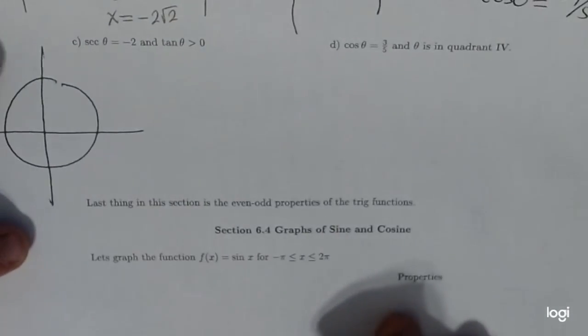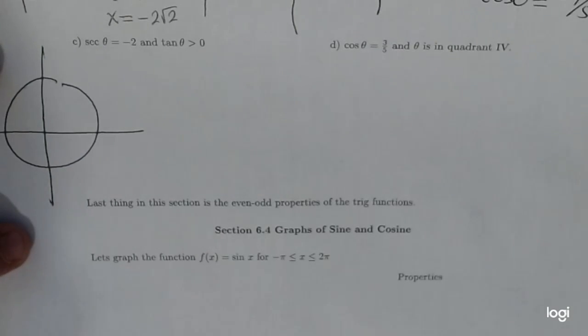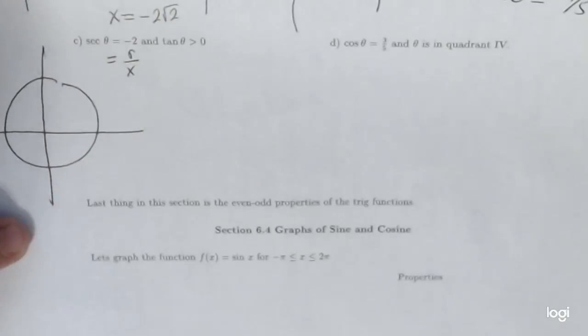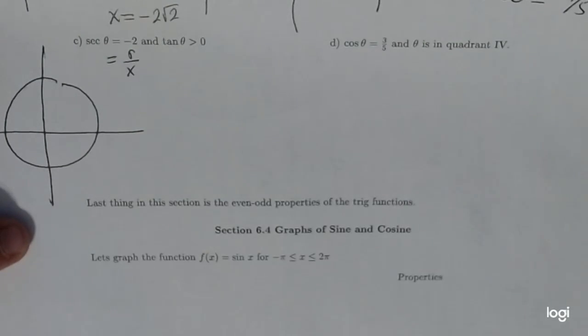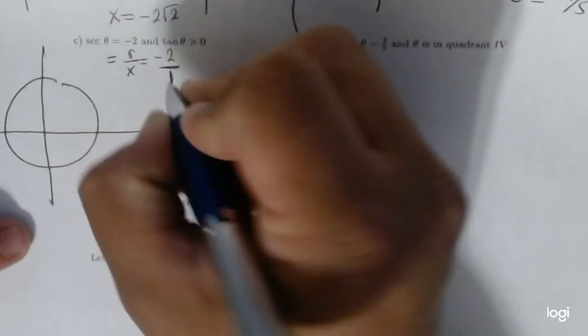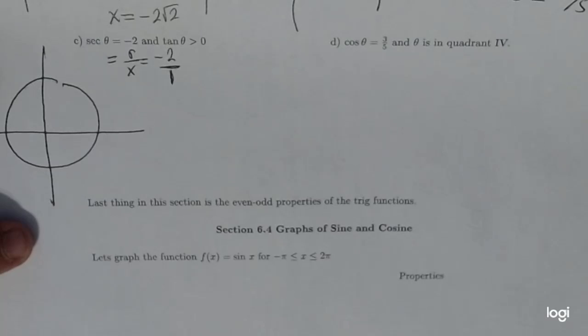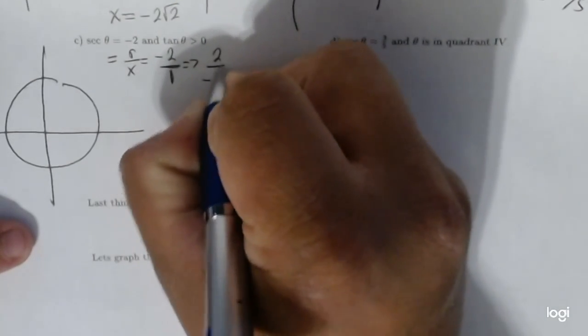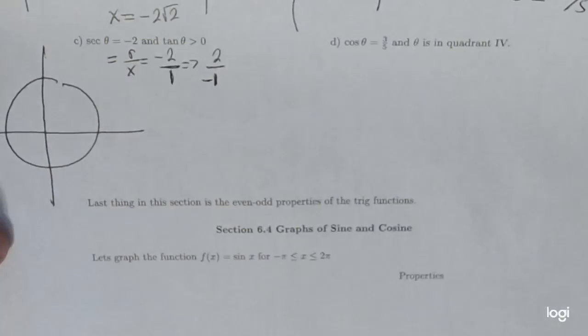Okay. All right, so secant theta. So secant theta is r over x. Okay, so this is the same r over x. Now we have a negative 2. So what this is saying is this is negative 2 over 1, correct? Because I want it in fraction format. But again, the r cannot be negative, correct? R always has to be a positive value. So what this means is this is actually a 2 over a negative 1 value. So we know our x-coordinate must be negative.